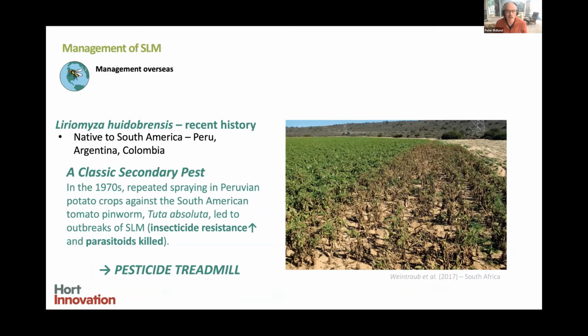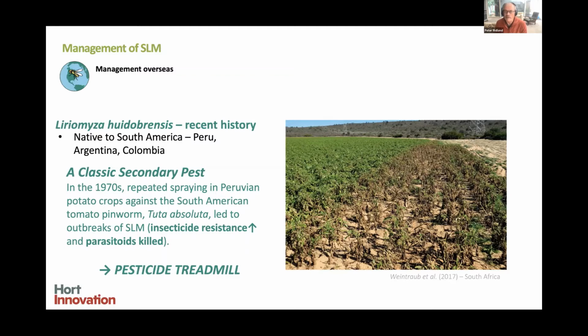Until the 1970s, it really wasn't an issue, but in Peru, they were spraying potato crops against the South American tomato pinworm, Tuta absoluta, which is ironically a pest that's spreading around the world by itself now. But anyway, that led to outbreaks of the leaf miner. Insecticide resistance increased, parasitoids were killed, and the Peruvian growers were on a pesticide treadmill when basically they couldn't control their pest. Their potato crops were defoliating.